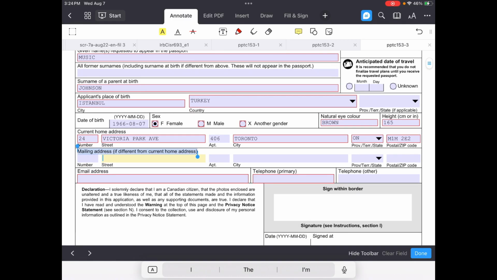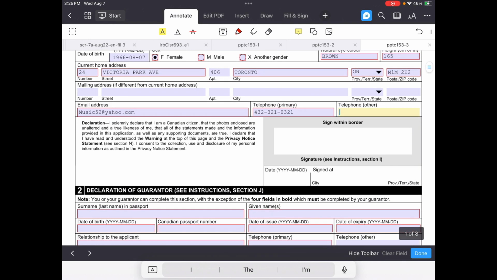But in this case, we're going to say that the home address and the mailing address are the same, so I'm just going to leave it blank and move on to the next question, which is the email address. We're going to say the email address is, I don't know, just some fake email address. Then you gotta enter your phone number. If you have any other phone number, this is where you should include it. If not, you can just leave it blank.